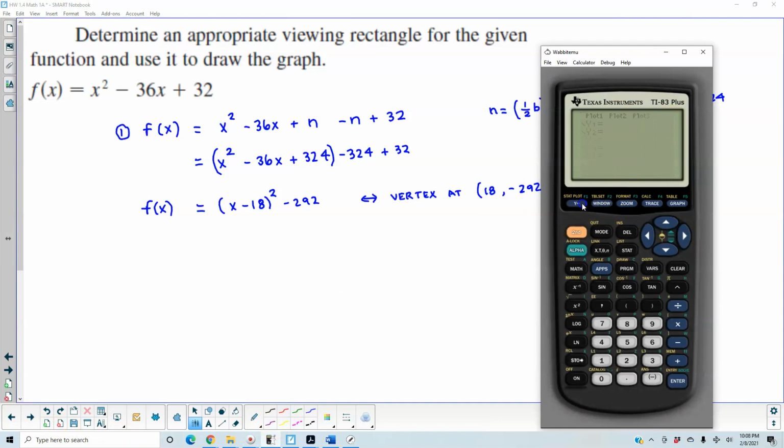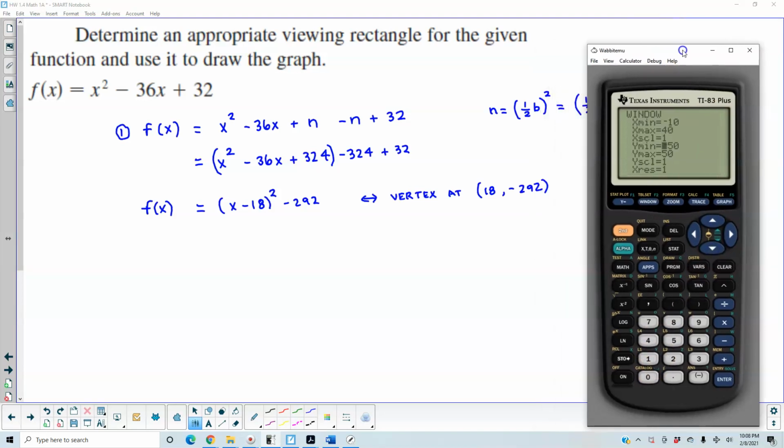So if we want to graph this on our calculator, we can put in our function, either the original function or this function. We can put in x minus 18 squared minus 292. And then let's go ahead and put in our window. For our x-values, we can see that we're going to have maybe negative 10 to positive 10, and let's go to positive 40.